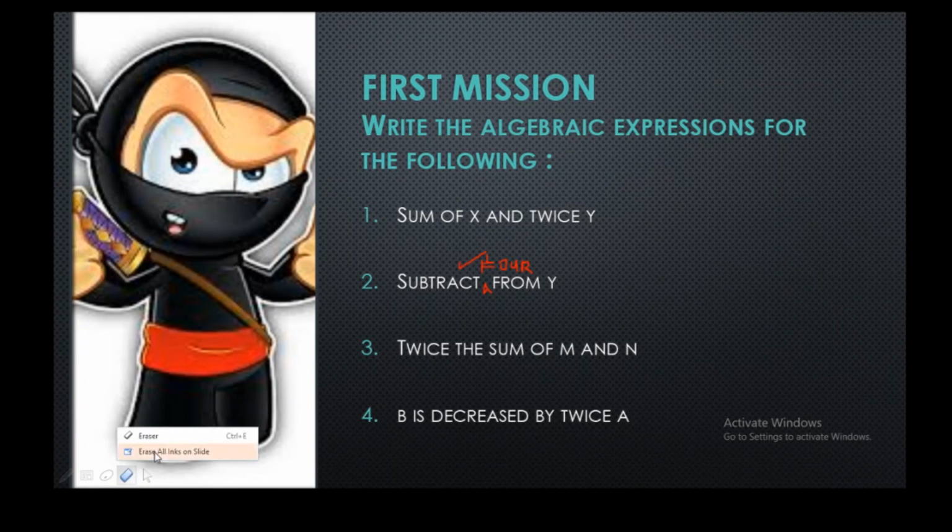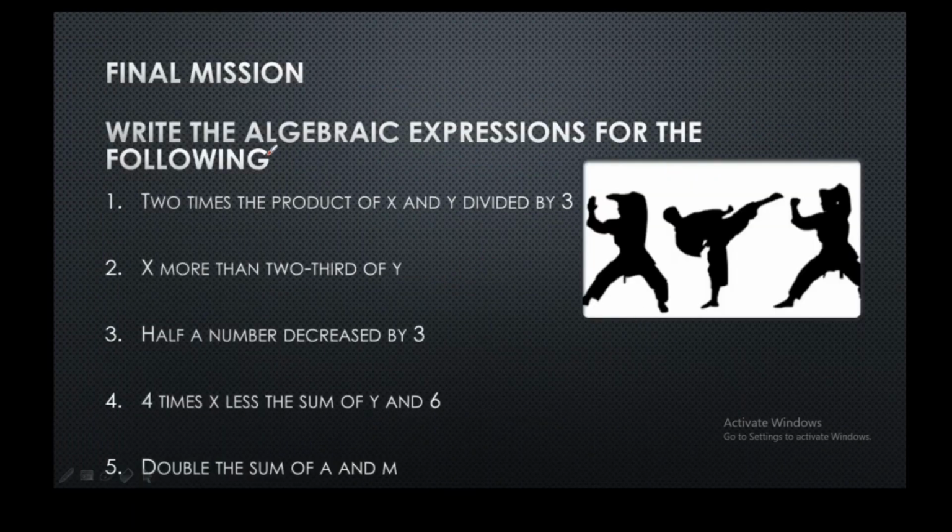So your final mission, write the algebraic expressions for the following: 1, 2 times the product of x and y divided by 3. 2, x more than 2/3 of y. 3, half a number decreased by 3. 4, 4 times x less the sum of y and 6. The last one is double the sum of a and m.